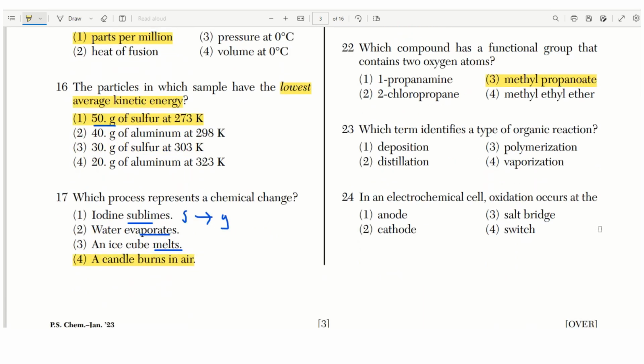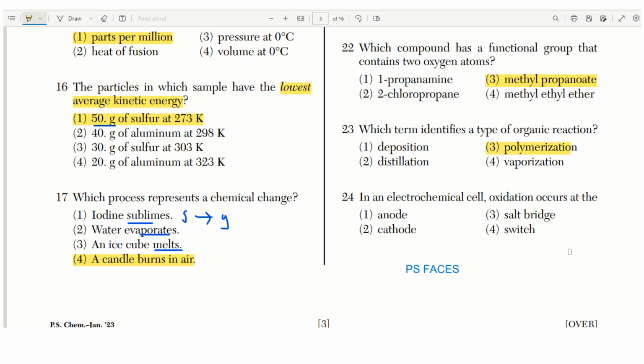Which term identifies a type of organic reaction? Well, the types of organic reactions are represented by this, PS FACES. So I'll just rattle them off: polymerization, saponification, fermentation, addition, combustion, esterification, and substitution. So which one is one that I said? Polymerization.